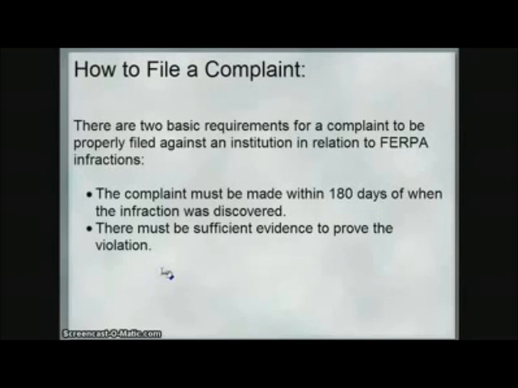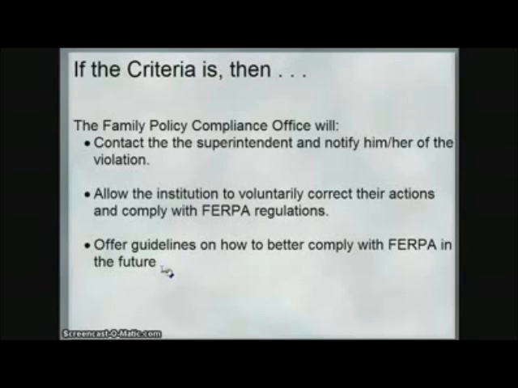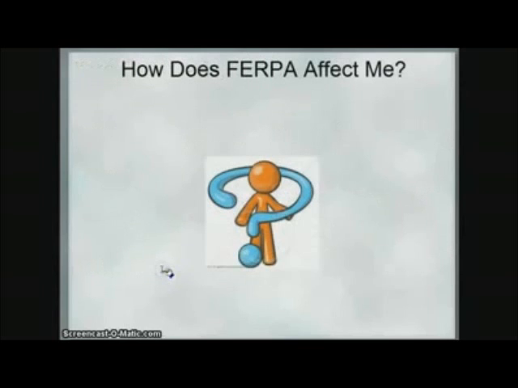How do you file a complaint? There are two criteria. The complaint must be filed within 180 days of the infraction, and there must be sufficient evidence to prove that there was a violation. If those are met, then the compliance office will contact the superintendent or the director of the cooperative and notify him of the violation. It will allow the institution to voluntarily make the corrections and then offer some guidelines to better comply with FERPA in the future.